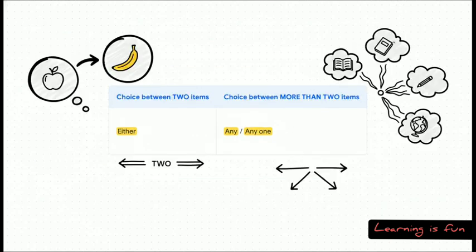That's it. Now here's a very specific rule that you'll definitely see. When you have a choice between exactly two things, the only correct word to use is either.